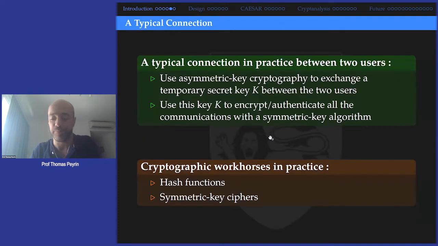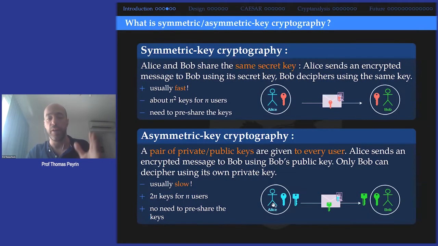So what happens in practice when you connect on the internet, when you use your phone and there is some cryptography involved, most of the time you will use both asymmetric cryptography and symmetric cryptography. First, you're going to use asymmetric cryptography to set up the connection, okay? Because the setting is very easy. Once the secure connection is set, you're going to use this secure connection to create a new key, exchange it between you two, and then you're going to switch to symmetric cryptography.